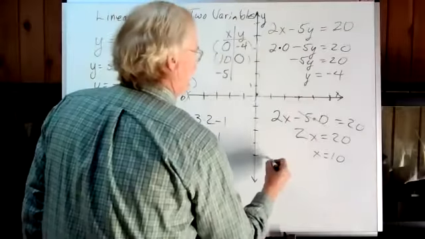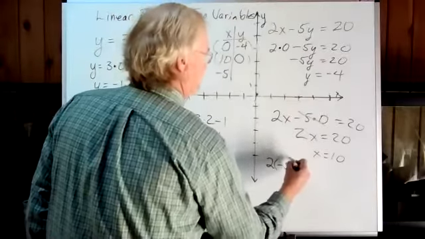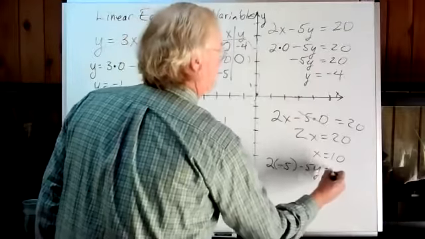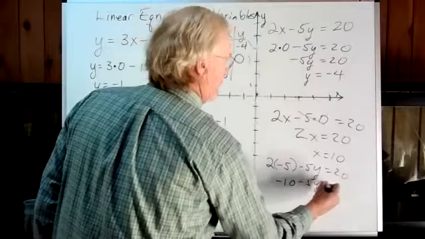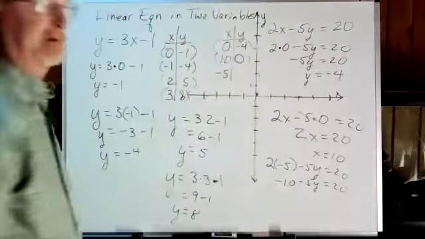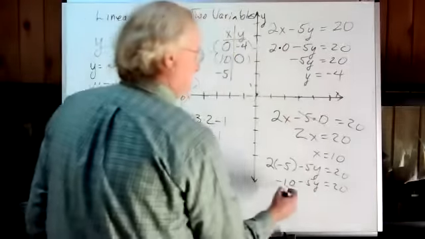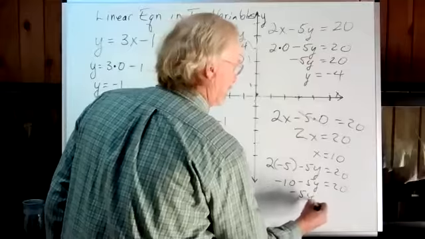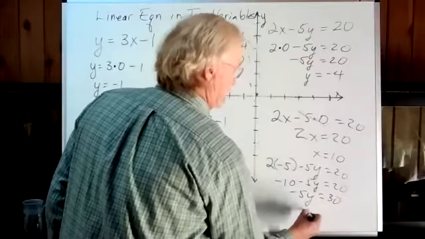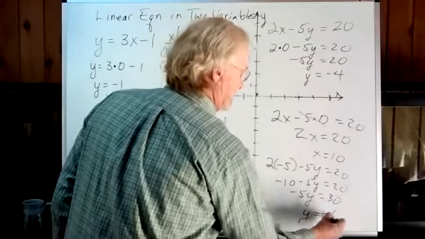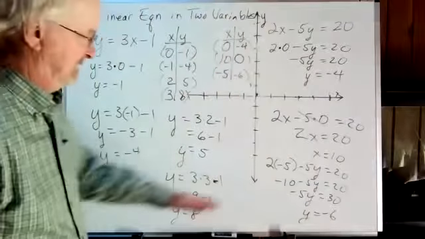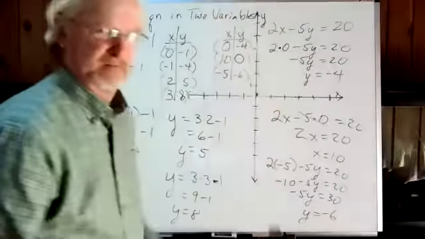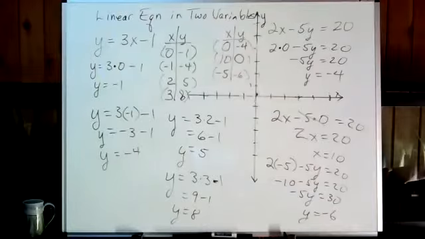X is a -5. 2 times -5 minus 5y equals 20. -10 minus 5y. Right, that's going to work out to be a nice number. Add the 10, -5y equals 30. Divide by the -5, and I get -6. I'm trusting you understand if I'd shown all the division and stuff like that, but you get it. All right, filled up that board.